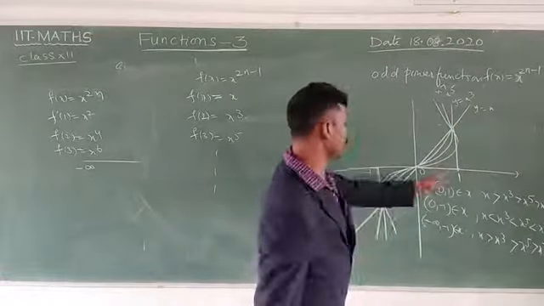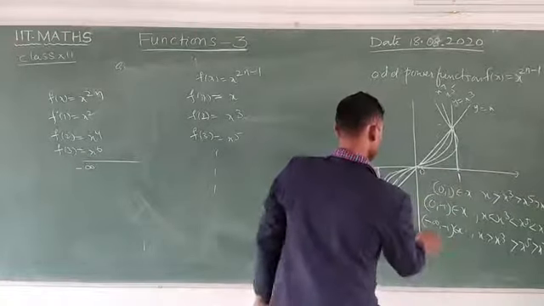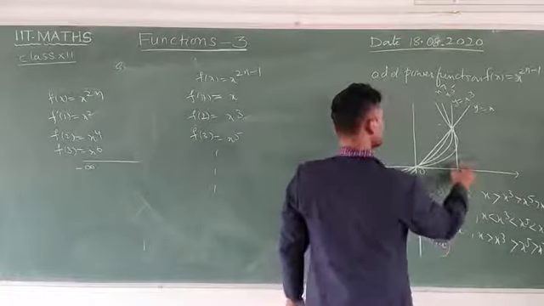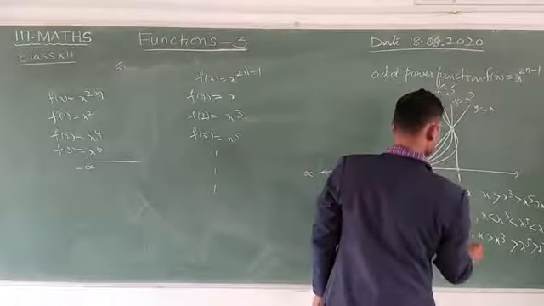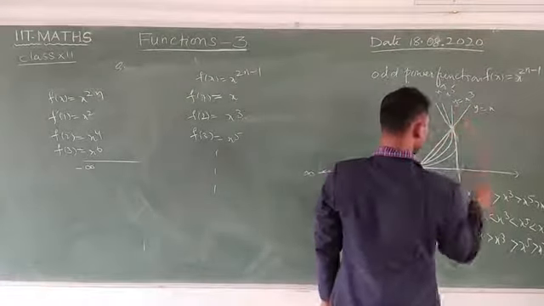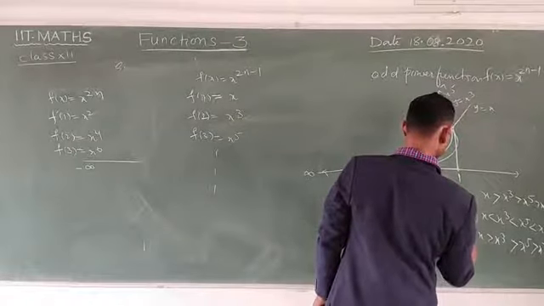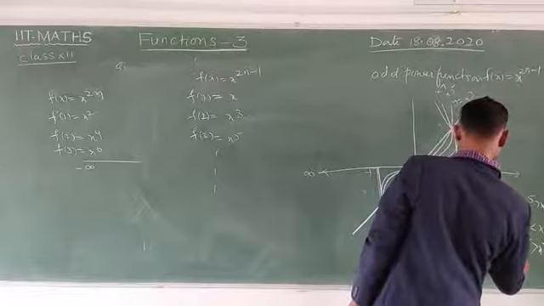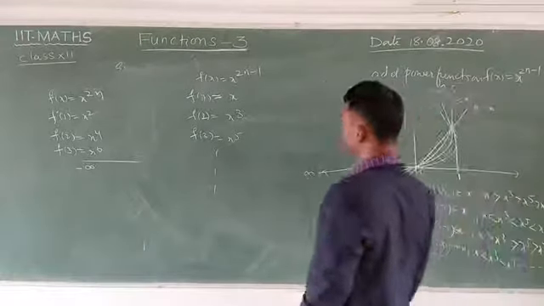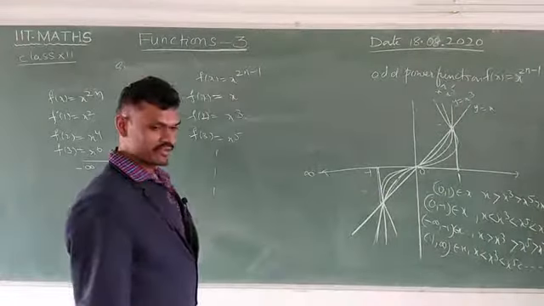Now from 1 to plus infinity, which one is greater? Here x is smaller than x cube, which is smaller than x to the power of 5, and so on. This is the odd power function.